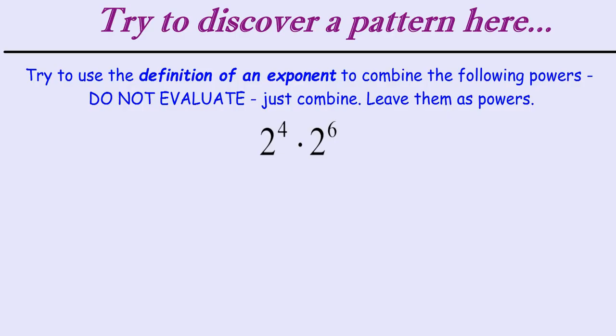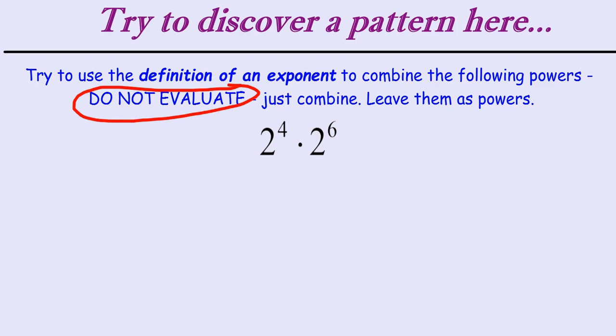Powers of the same base would be things like 2 to the 4th and 2 to the 6th. So we're going to do a few different things. We're going to try to discover a pattern with the exponents and how they actually interact with each other when we're multiplying powers of the same base. Now, the important thing here is we are not going to evaluate. We're just going to try to combine them.